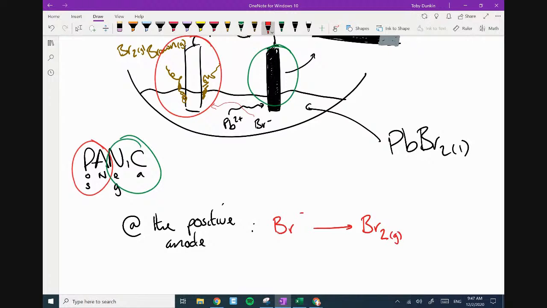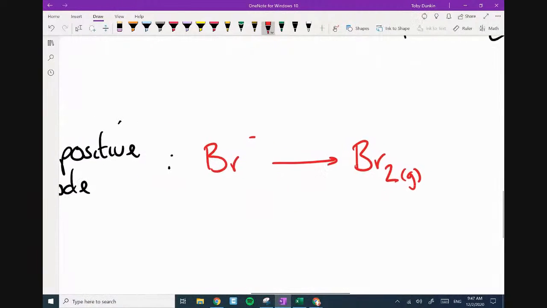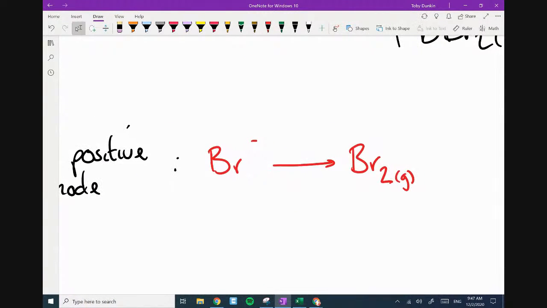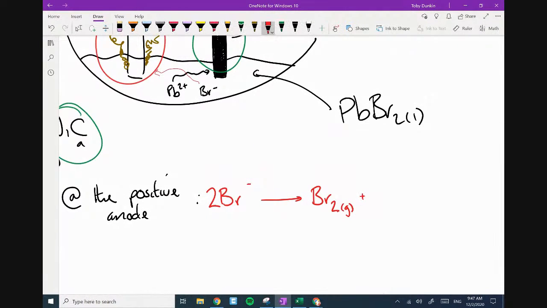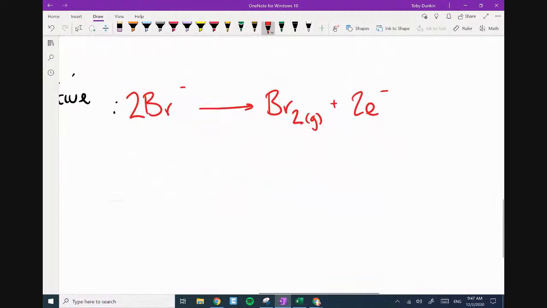And we know that bromine works in a pair. It always has to appear as a pair. So we need to balance for the atoms. So in fact, what we realize is 2 Br minuses are going to hit that electrode and they're going to lose their electrons. Now I'm just going to explain what I'm doing here in terms of balancing this half equation.